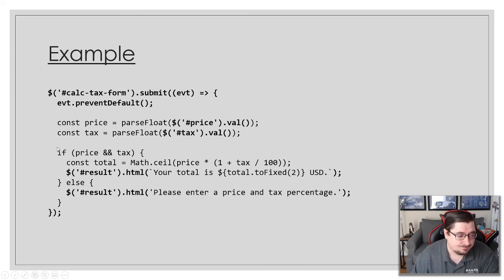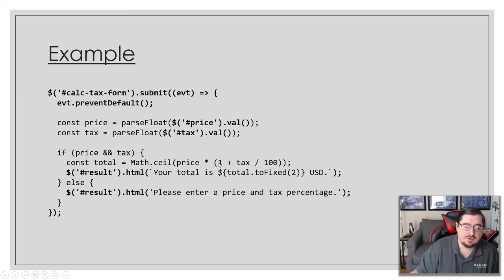So I've got the input. Now I need to check if that input is valid. If they've entered both a price and a tax, then it's valid. Otherwise, it's invalid. And you'll notice I'm using those falsy checks there to simplify the logic. So if they do enter both a price and a tax, then we're going to compute the total cost. So let's look into this calculation.